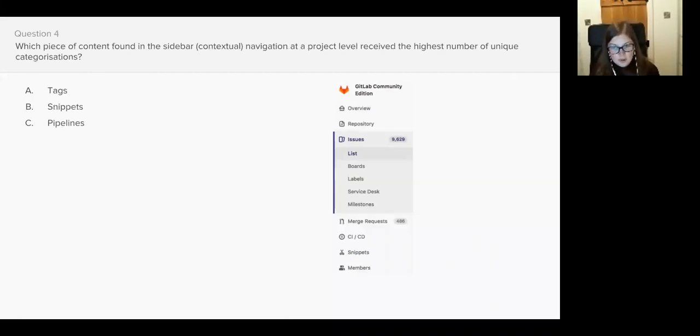So what happens when users are confused by a piece of content? Well, you end up with less common patterns and more unique categorizations of that card. So of the content on the slide, which received the highest number of unique categorizations?